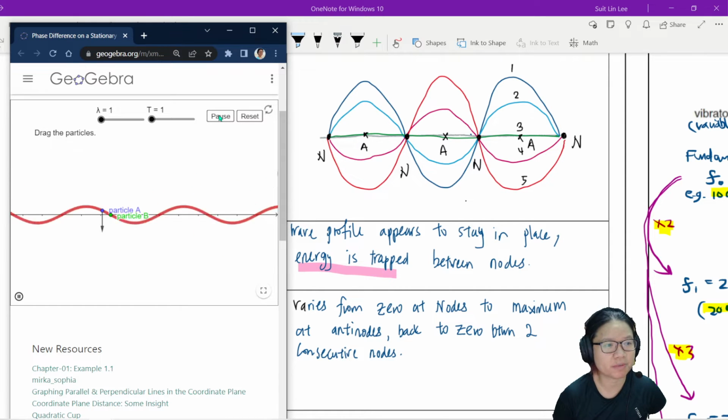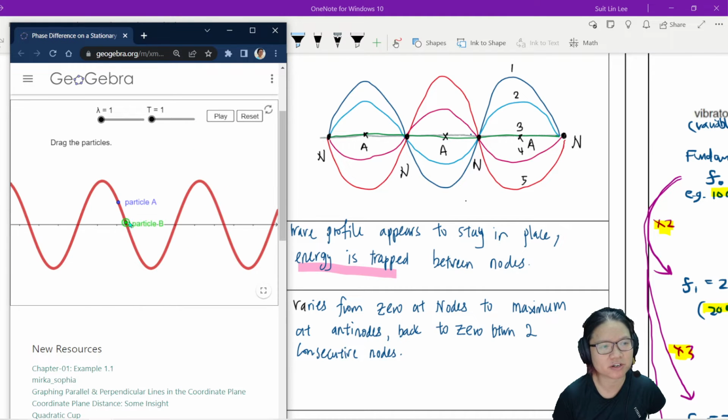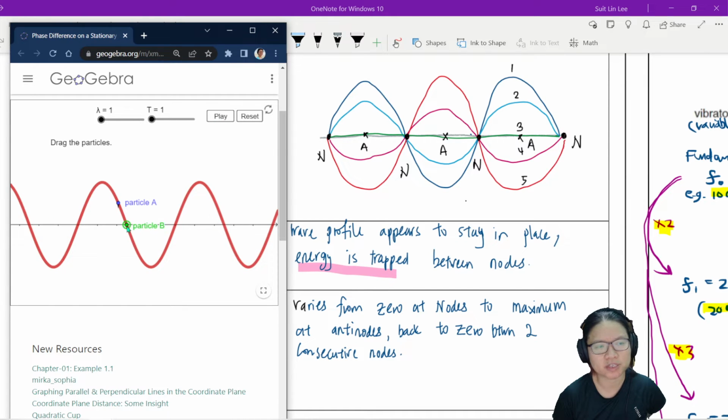Okay, so if I play, particle B is not going to move, and then particle B will begin to move more as I travel, or if I drag the particle. Kind of hard, but if I drag the particle here, the amplitude increases. So 0, amplitude increases to maximum here.